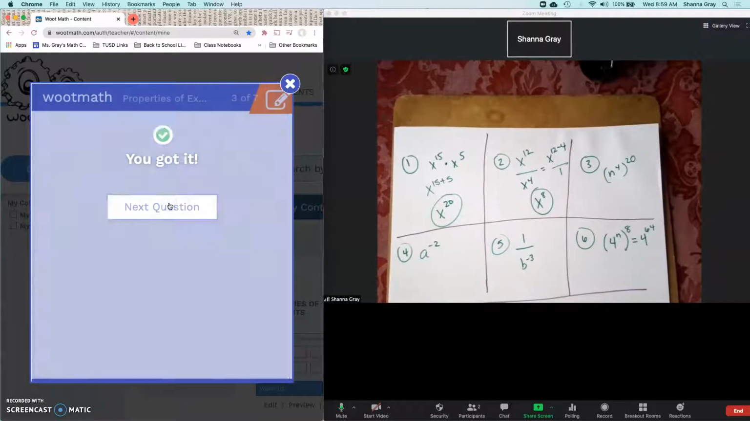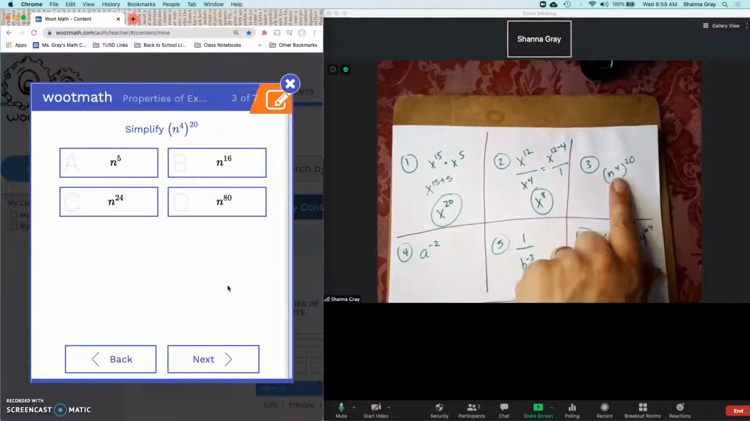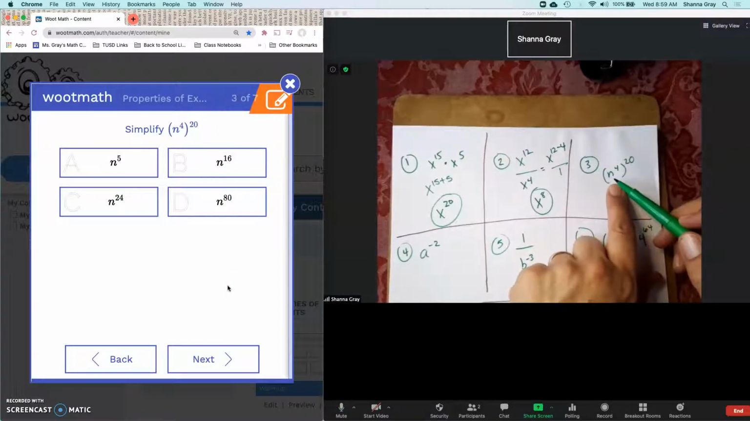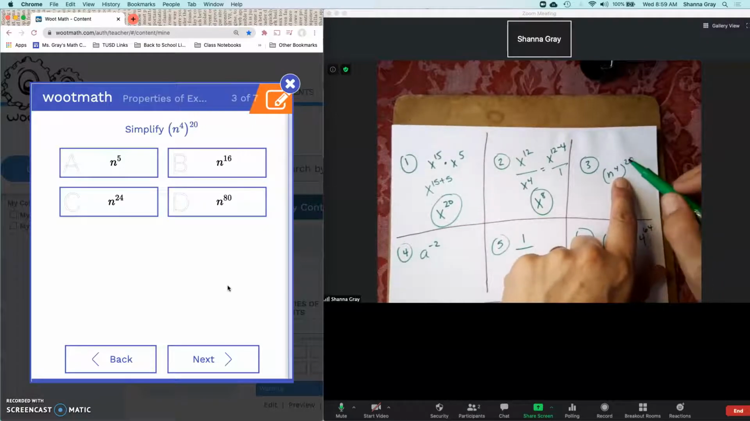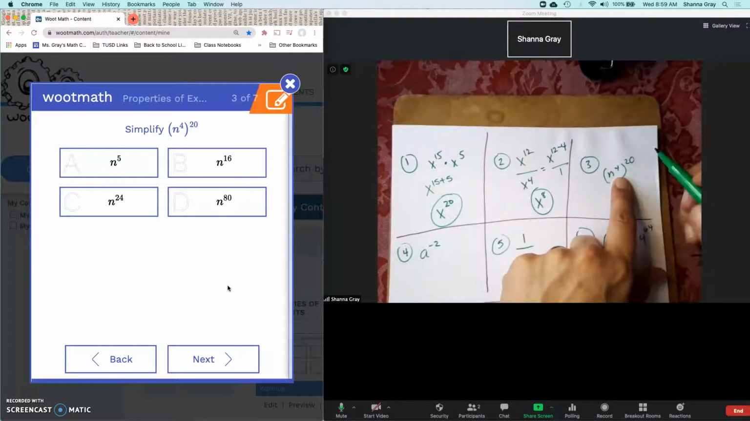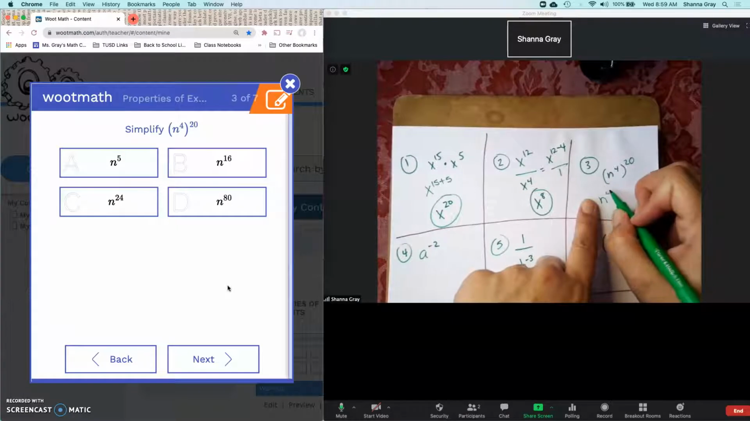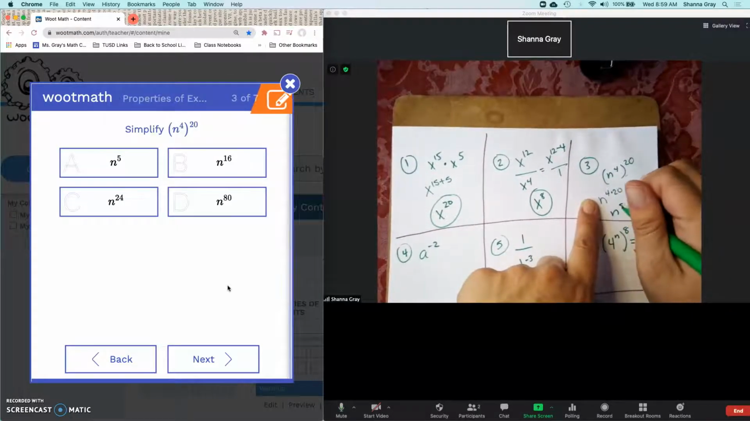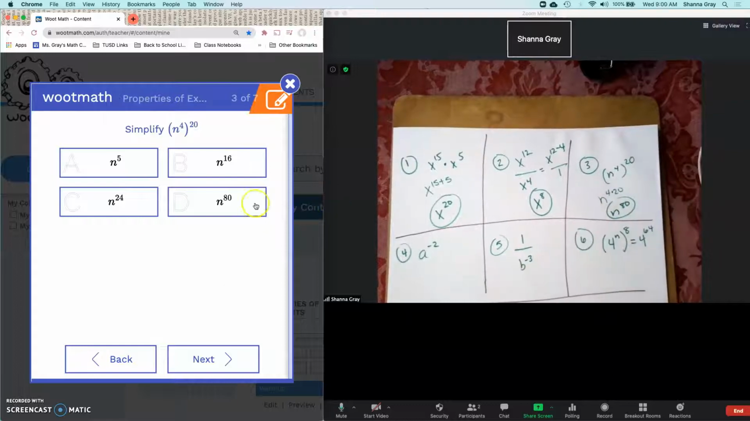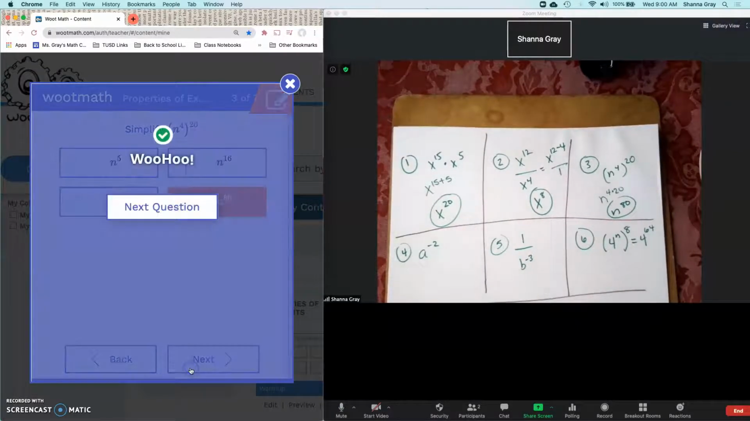Okay, so the next problem is the one that we talked about yesterday in class. So this is one where you have one base and you have 2 exponents on it. So it's like a parentheses with an outside exponent. So this is where you have to multiply in. So this is really going to be 4 times 20, which gives you x to the 80th power.